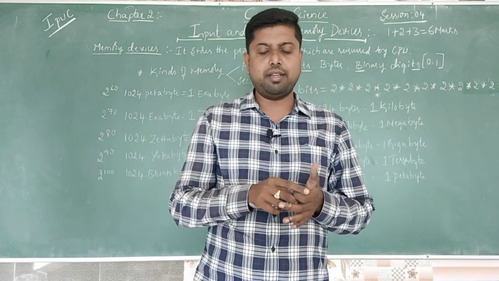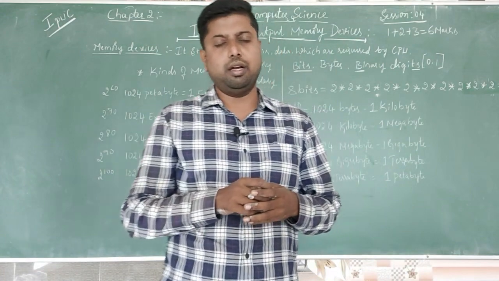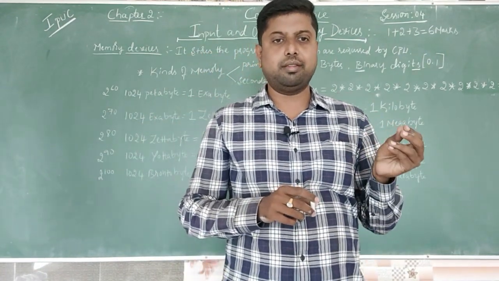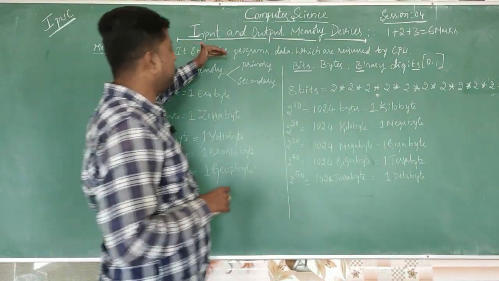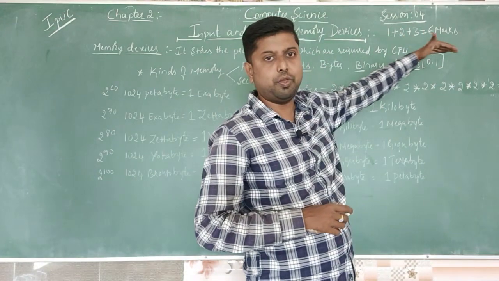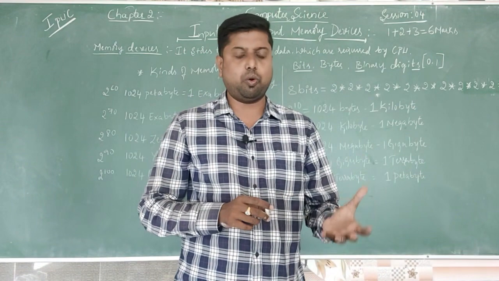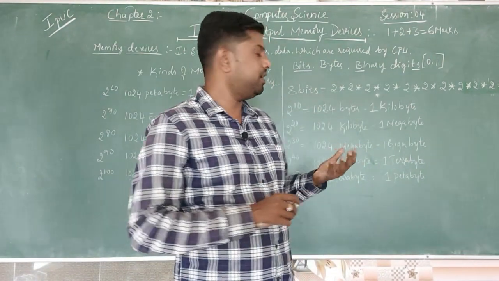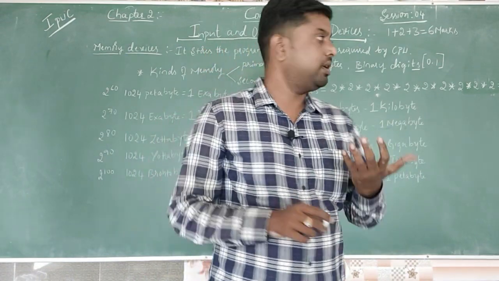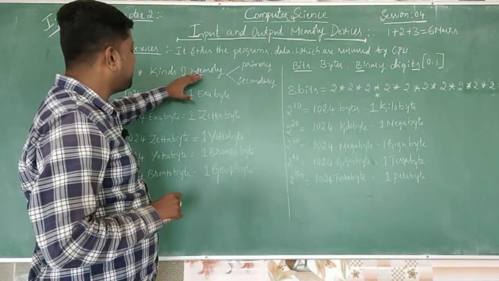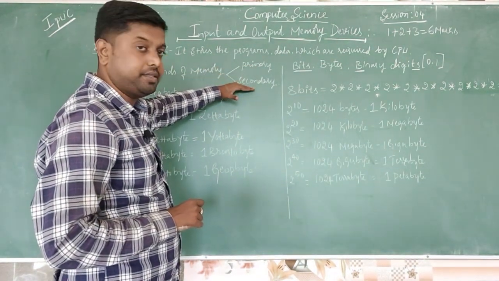Especially with memory devices, when we come to the computer, we usually come across two words, bits and bytes. The memory devices store the programs and data which are required by the CPU. The computer stores the programs, the data, and everything which is required by the CPU. Coming to the types of memory, we have two categories, primary and secondary memory.